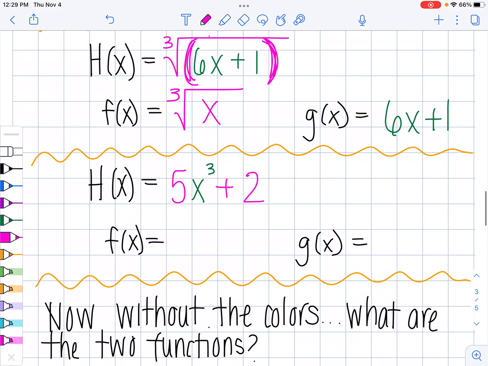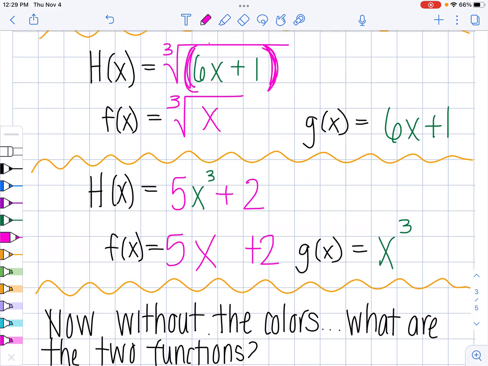Okay, this one's a little bit trickier. So what am I plugging in? I'm plugging in x to the 3rd into my function, 5, whoops, sorry, let me change colors. 5 times my skeleton plus 2, but remember my skeleton is just going to be my x. Okay, so let's see if you can do this now, identifying it without the colors, because that's a little bit harder.